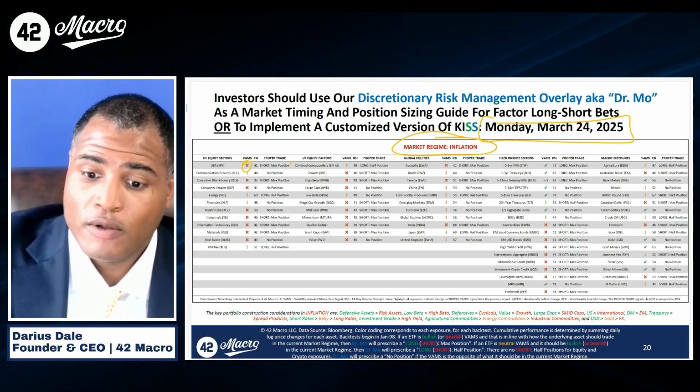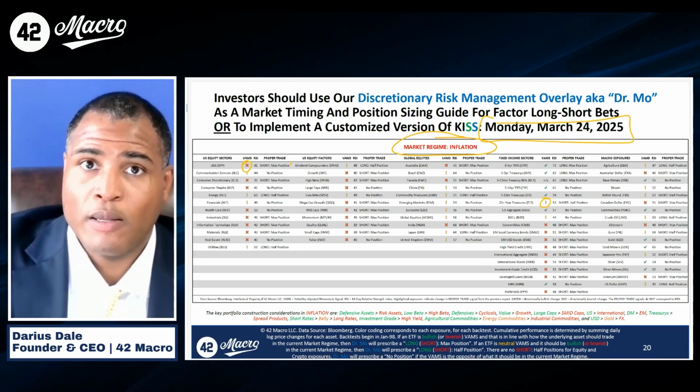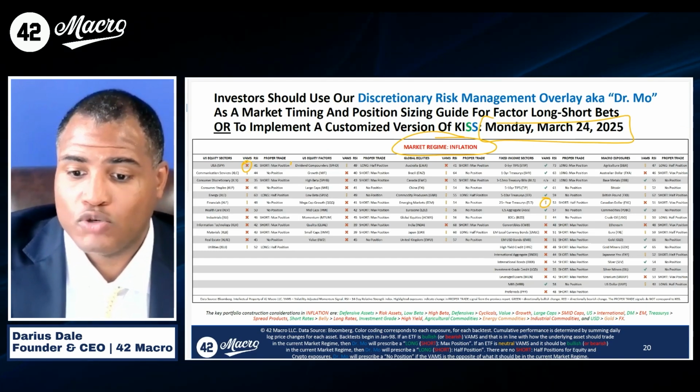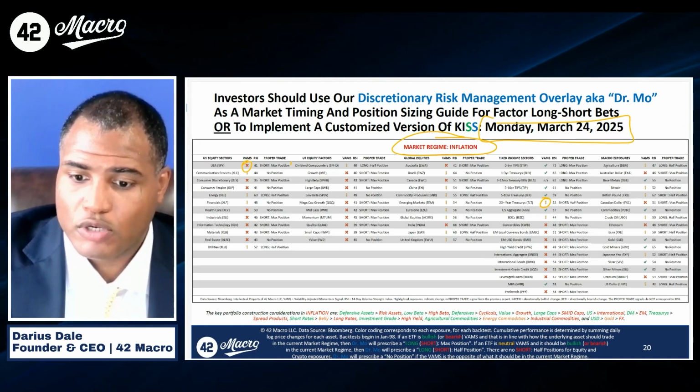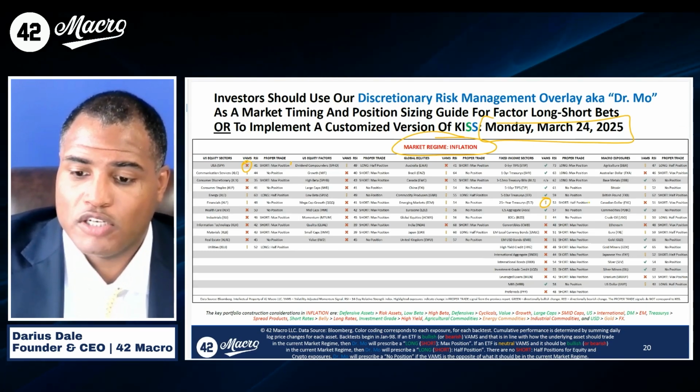If you look at treasuries, the long bond has historically performed poorly in inflation. So Dr. Mo is recommending a short half position still there.